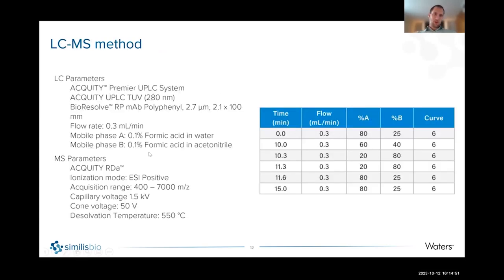Here are the parameters for the LCMS method. This was run on an Acquity Premier UPLC with UV absorption at 280 nanometers. There was a polyphenyl reverse phase column used. You can see the flow rates and gradient there. It is a fairly short 15-minute method, which again, for large sample volume, is important to keep the method short. The mass spec was done with the QDa, positive ionization mode. Don't need to read all those off. You can read them, but those are the parameters used there.